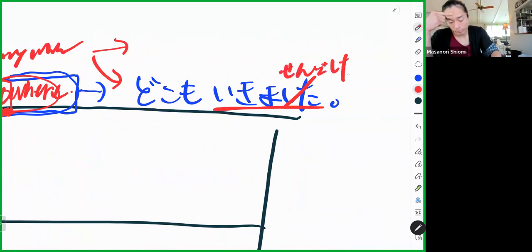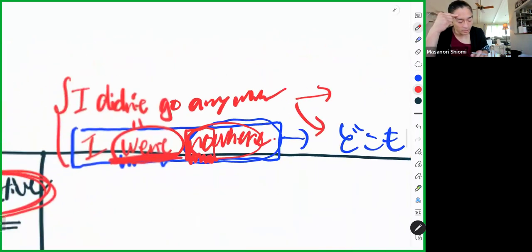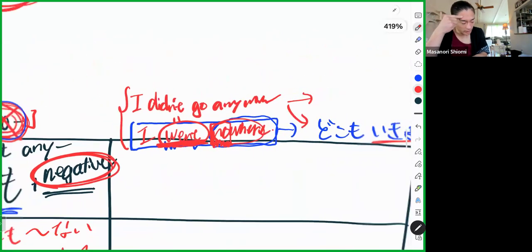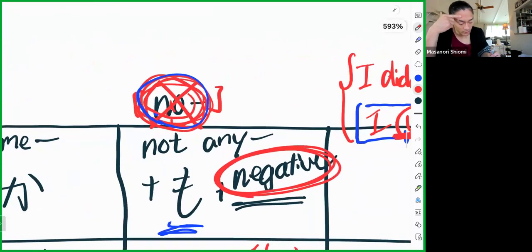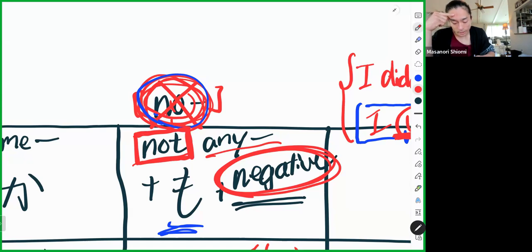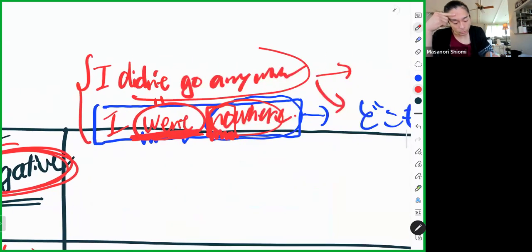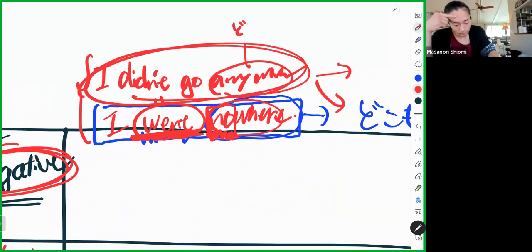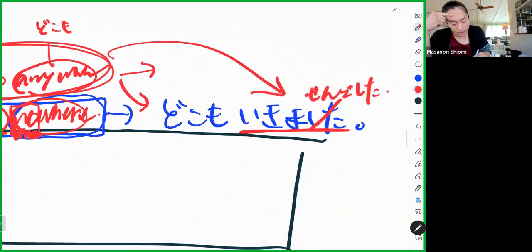I didn't go anywhere, right? So that's why I do recommend people to memorize this も plus negative as not any. This way, you do remind yourself every time that, oh, okay, there's not, so I do have to conjugate in a negative way. So with that, you will translate from here. Okay, anywhere is どこも and then didn't, so negative, 行きませんでした. This way, you won't forget, usually, to negate.